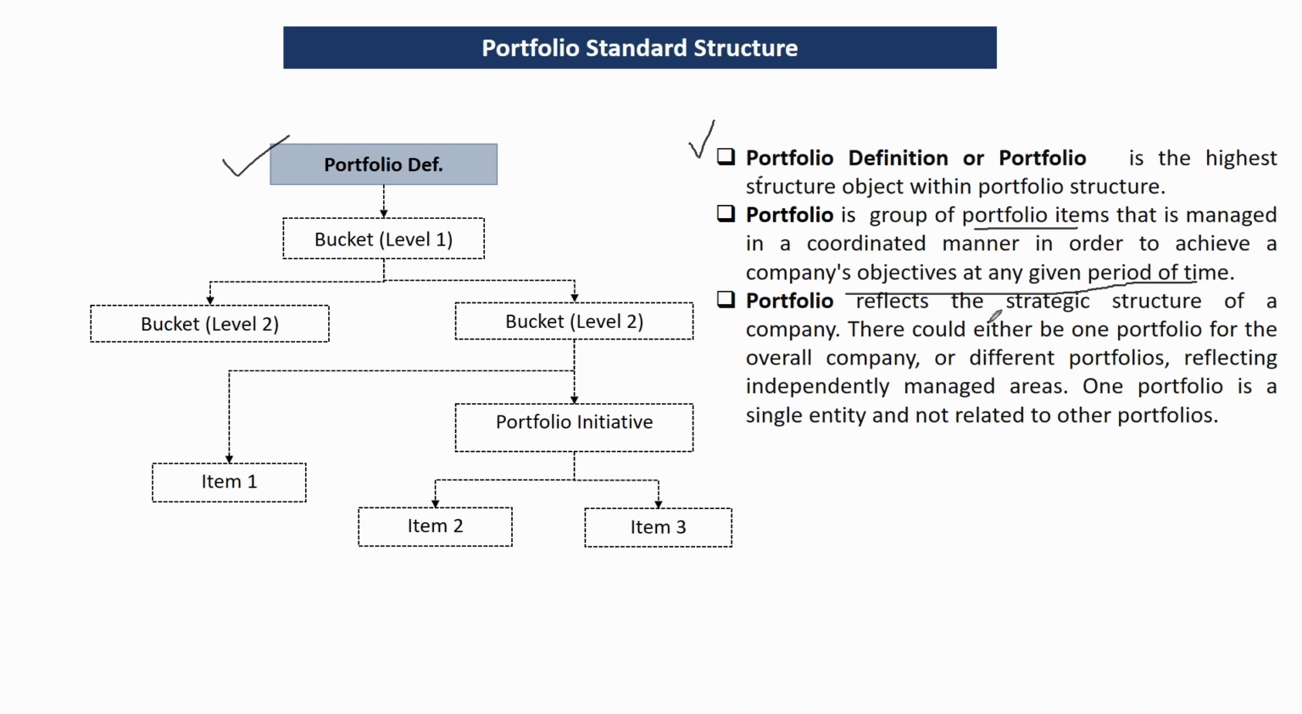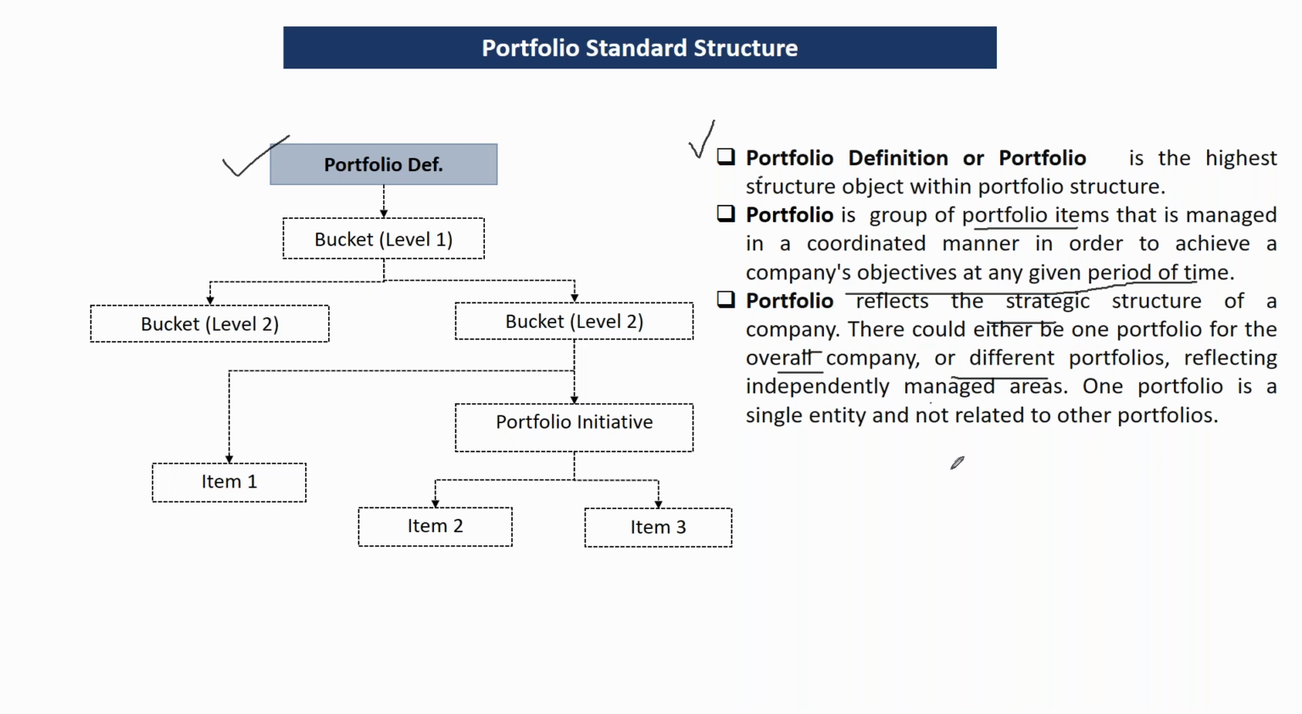Portfolio reflects the strategic structure of a company. There could either be one portfolio for the overall company or different portfolios reflecting independently managed areas. So in my example, I can create a portfolio as a group, Godrej Group, or we can create a different portfolio for different legal entities, like Godrej Consumer is separate, Godrej Infotech is separate, and Godrej Properties is separate.